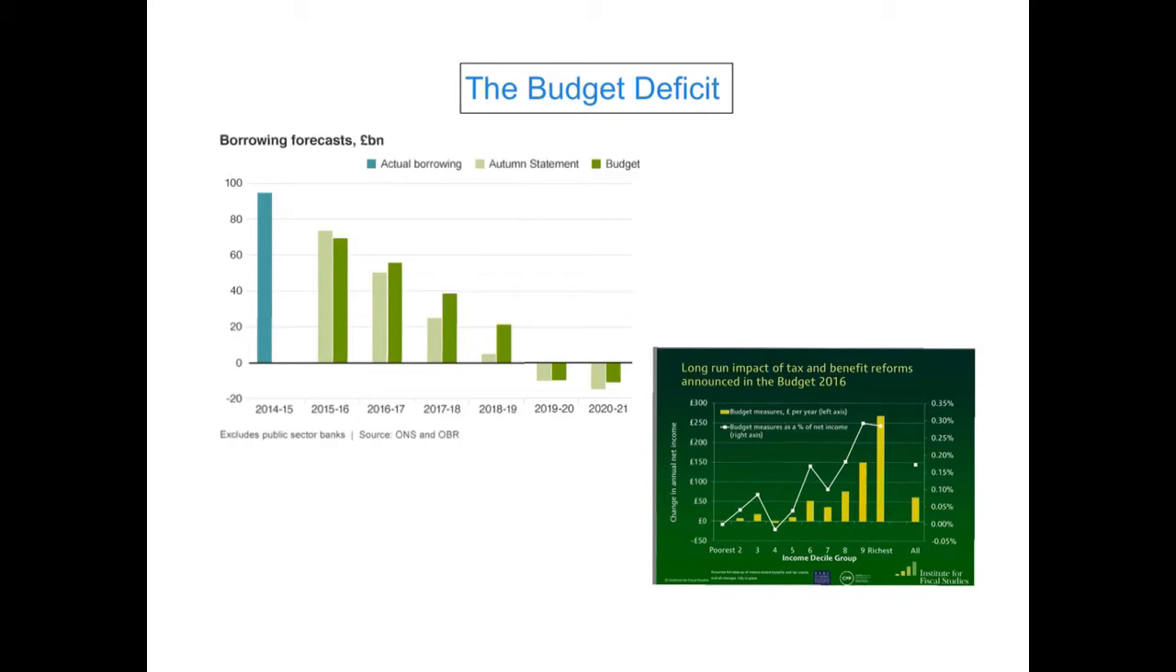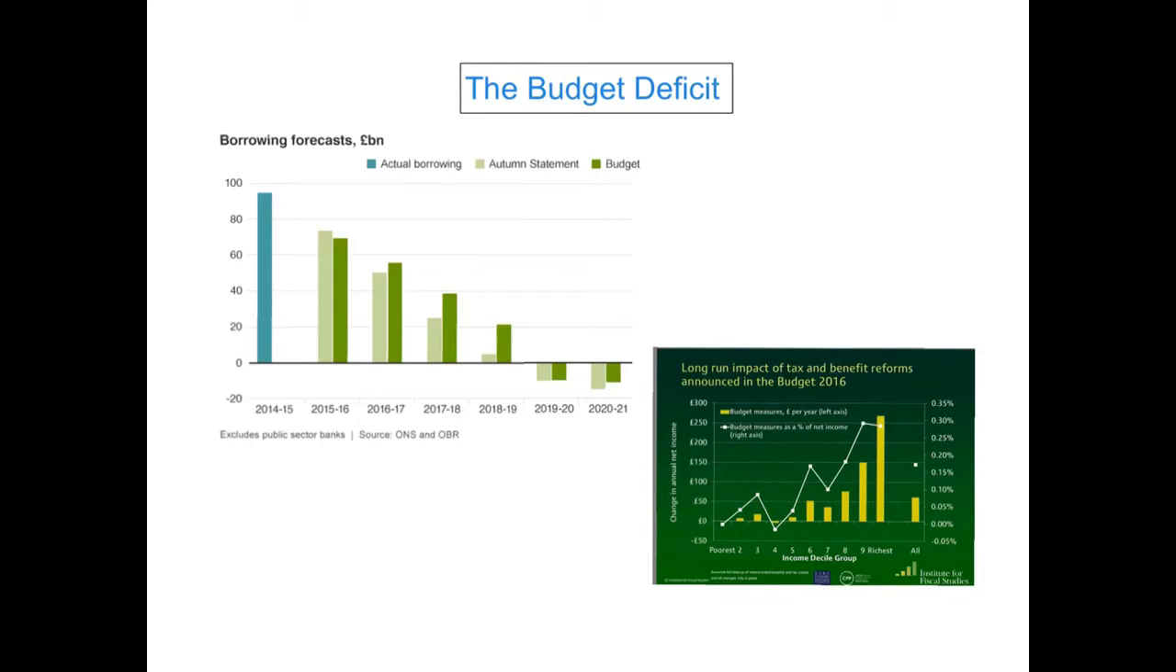Less people will be earning as much income, so they'll be paying less income tax. And consumers will be spending a little less and therefore paying a little less VAT. So there'll be less tax receipts coming in, so therefore it'll make it even harder to reduce this budget deficit.